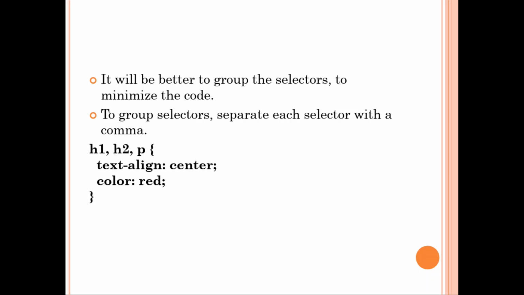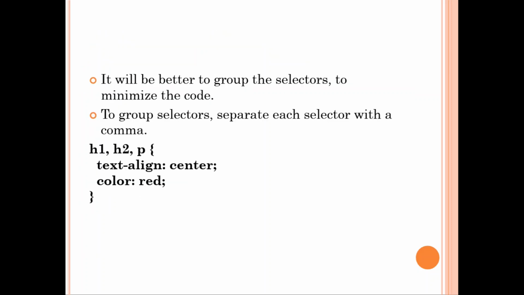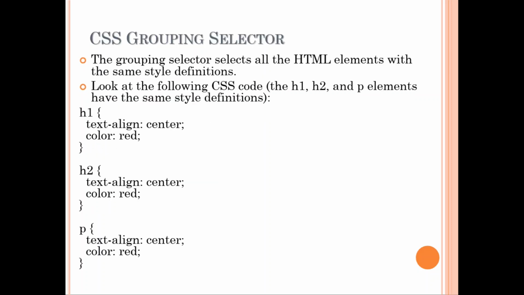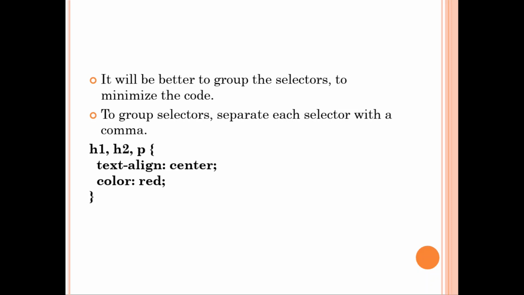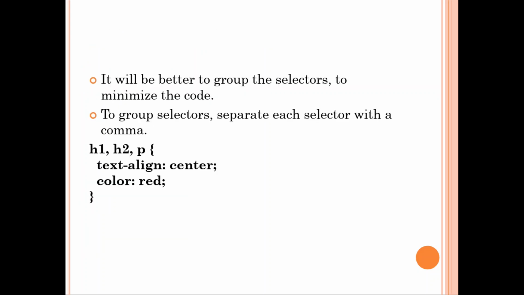Here you can see we have grouped all these properties. This has minimized our code size. Here we had this much code, and now we have just this code, so this will save our time as well, and we separate all the selectors by a simple comma.